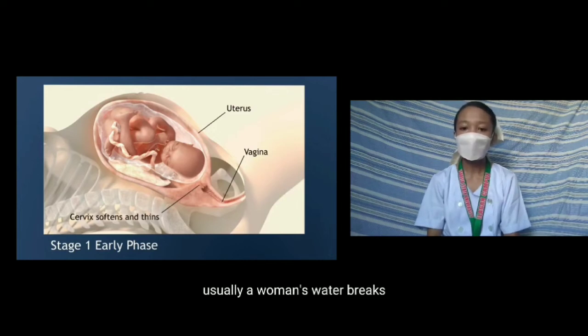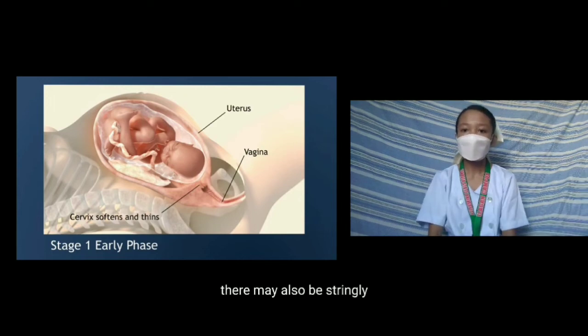Usually, a woman's water breaks during the first stage of labor. Contractions, or tightening of the uterus, become stronger and regular. Typically, the woman will have a 30 to 70 seconds long contraction every 5 to 20 minutes. There may also be stringy bloody discharge from the vagina called bloody show.